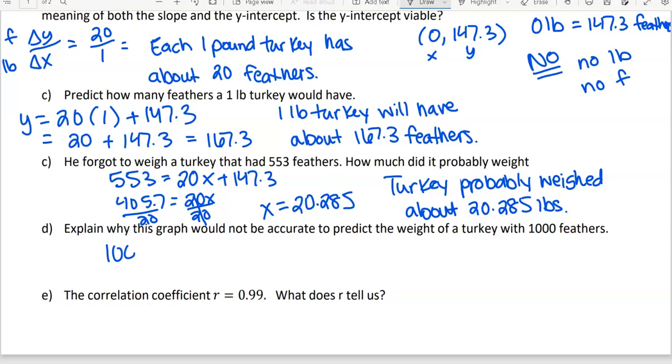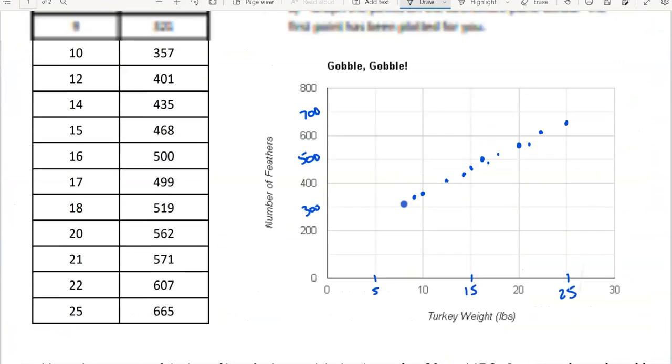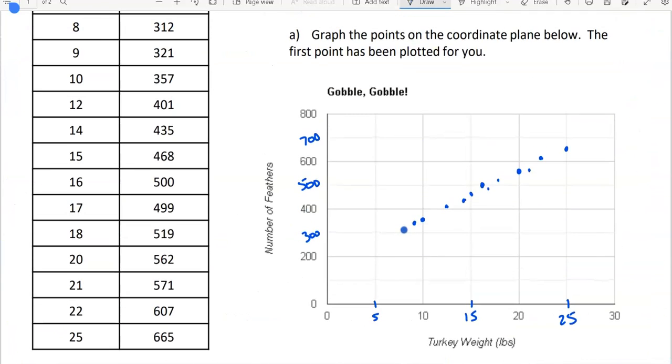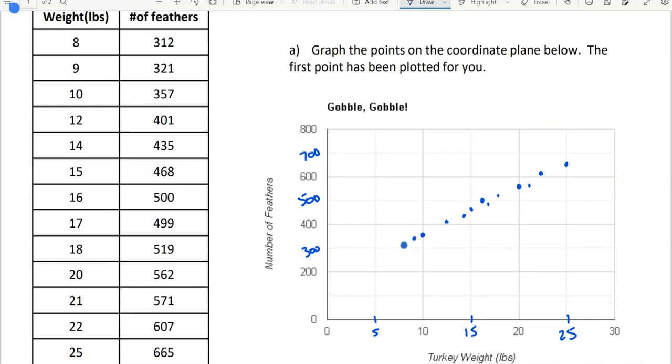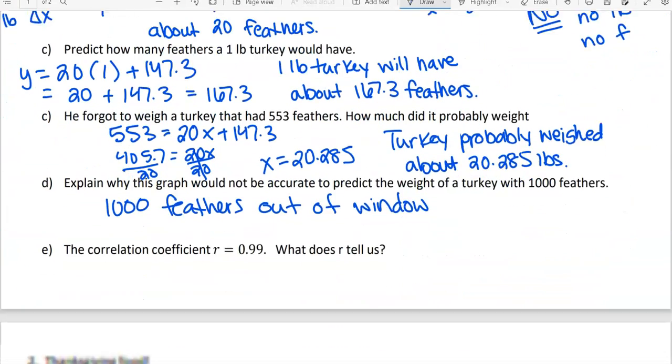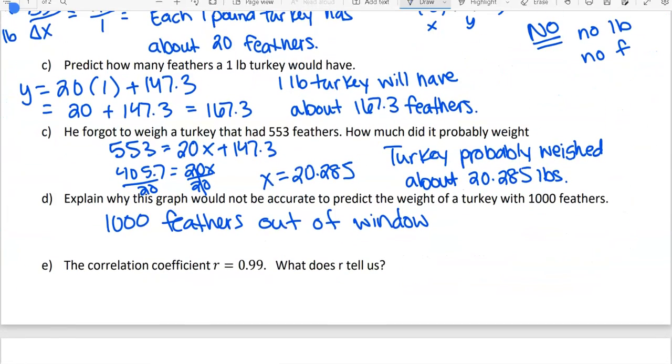So 1,000 feathers is really too much. I'm going to say out of window. It's not going to fit on this graph. It's too big for us to predict with the information that was given to us. We only have it in those 665 feathers. 1,000 is just too far away. So that's why our graph's not going to help me.